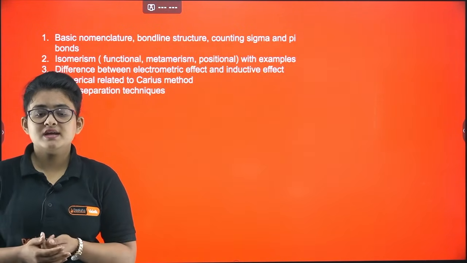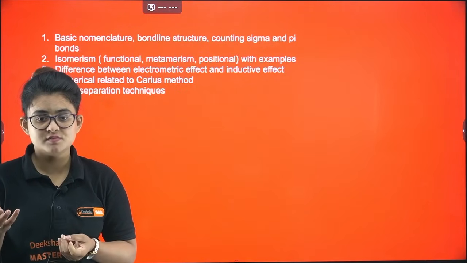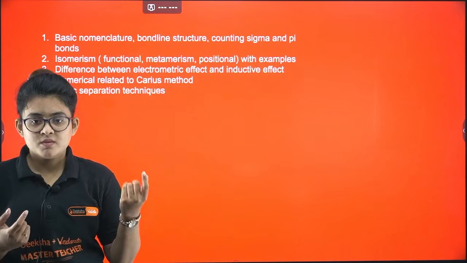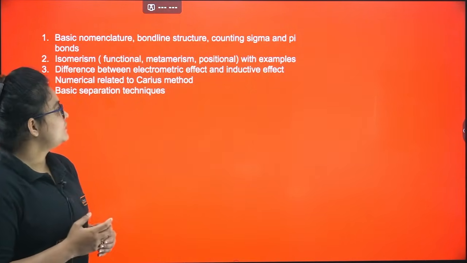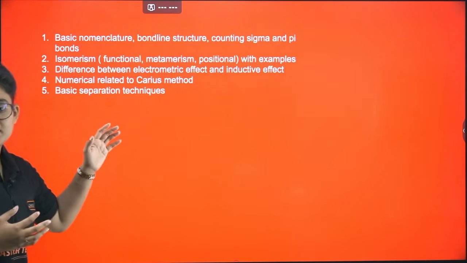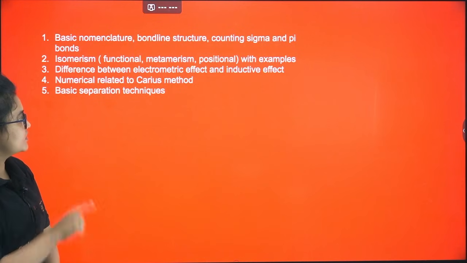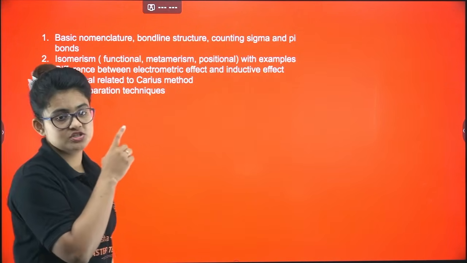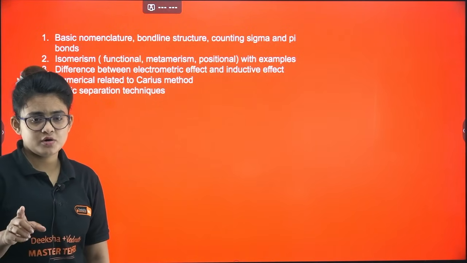Okay, in isomerism they can ask you to like write the definition of functional isomerism. Very high chance to ask you the metamers. Okay, positional isomers, you can expect the MCQs out of it. Okay, difference between electromeric effect and inductive effect, individual definitions are also important. Numerical problem comes from this chapter, from the Carius method. In the model paper also one numerical was mentioned from the Carius method. Okay, Dumas methods are also important.